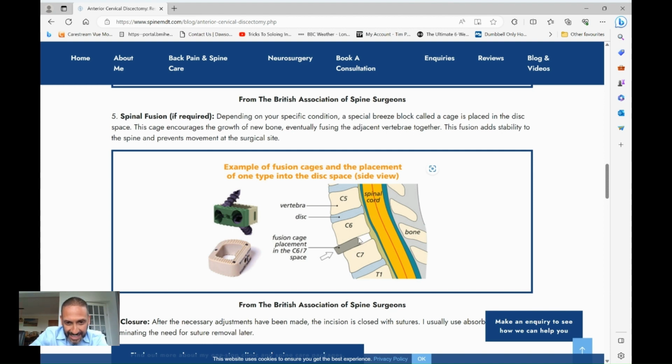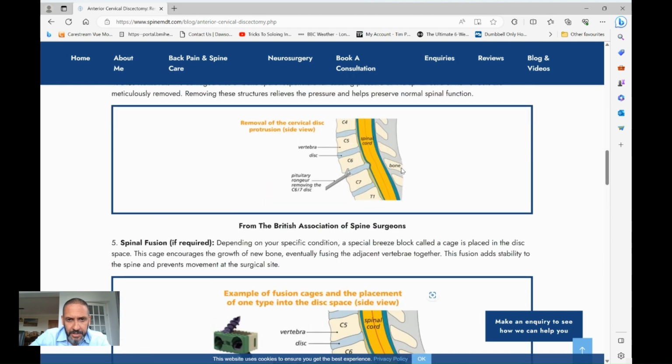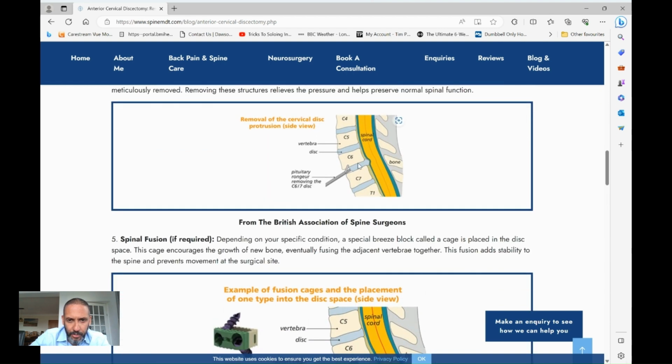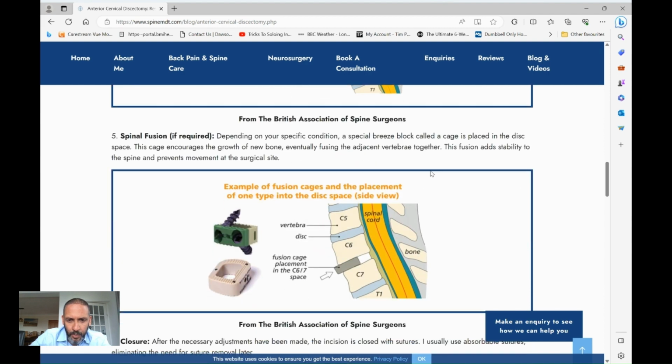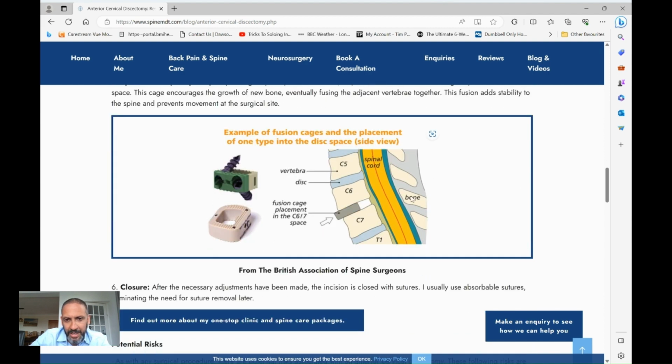And then the cage is placed in to replace that disc, and it allows, with time, the bone above and below to fuse up. Depending on your scan and whether there's possibly some instability, I sometimes like to use this type of cage here, which has a couple of screws, but that's very rare. So going back, this is what it looks like before, with a disc poking out, pinching the spinal cord, front, back. Once the disc is out, you can see the spinal cord and the surrounding nerves are completely free.